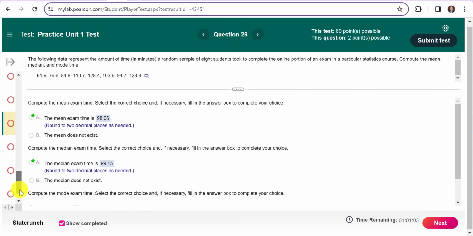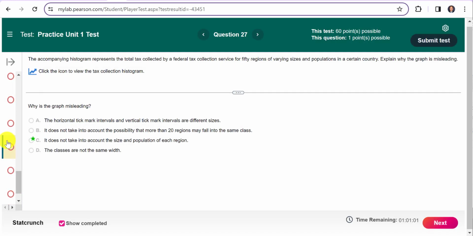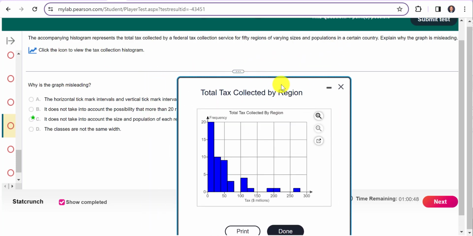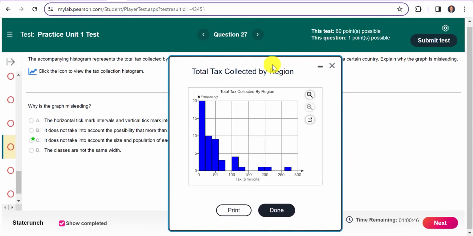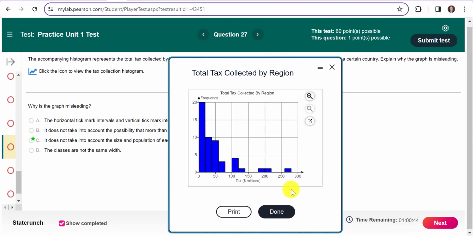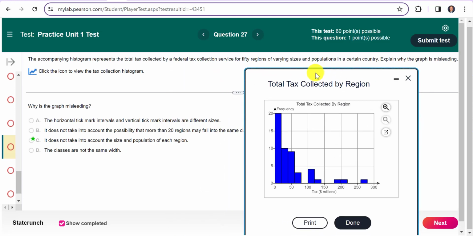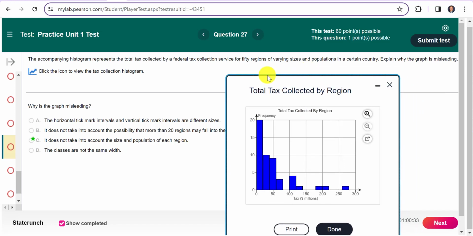Go ahead and close the end here. Getting closer. All right, so we've got a graph here, and this is total tax collected by region. And it says, okay, 50 regions. Explain why the graph is misleading. And let's see here. It's saying, for instance, how much tax is collected by region.